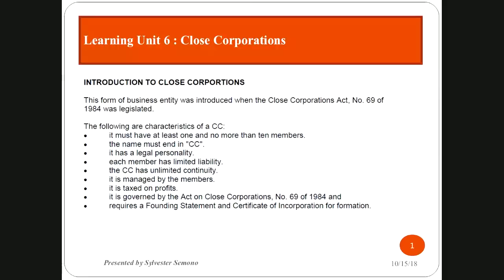Again, it was formed in 1984 according to Act number 69. And then we need the founding statement and the certificate of incorporation for us to be able to establish a close corporation. As I said, guys, I'm not going to dwell much on this. I just wanted to use this slide as an introduction to close corporation. Do you have any questions with regard to this slide?